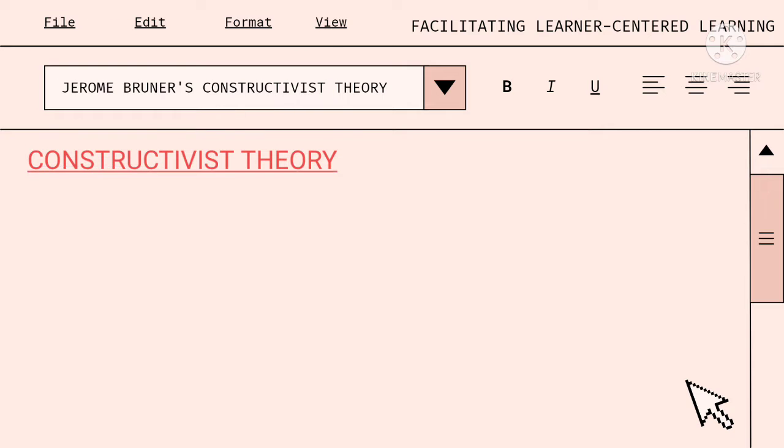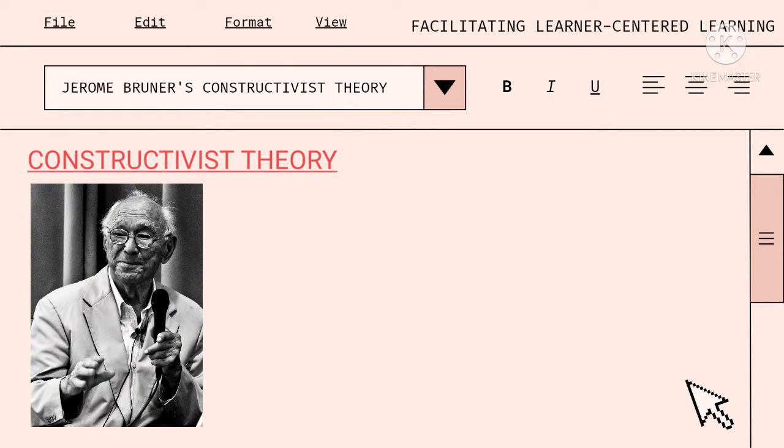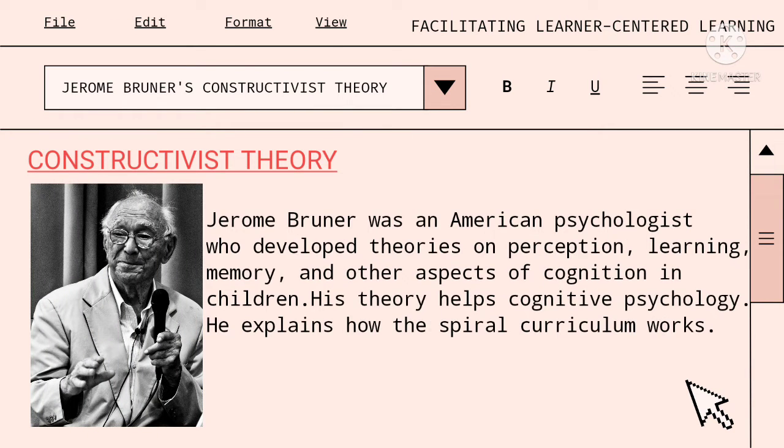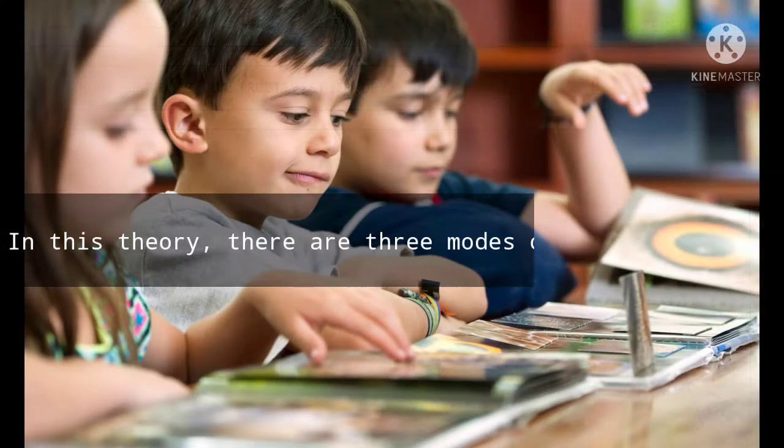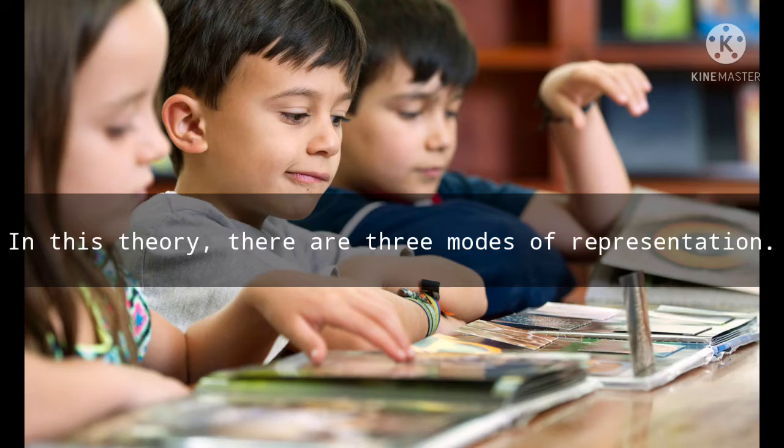Jerome Bruner's Constructivist theory. Jerome Bruner was an American psychologist who developed theories on perception, learning, memory, and other aspects of cognition in children. His theory helps cognitive psychology. He explains how the spiral curriculum works. In this theory, there are 3 modes of representation.